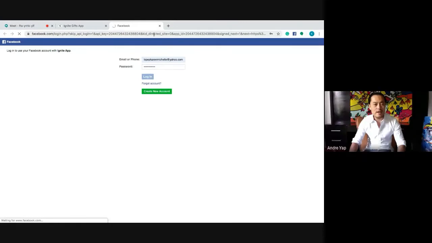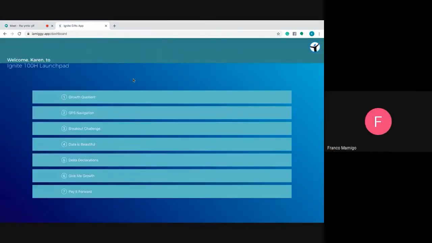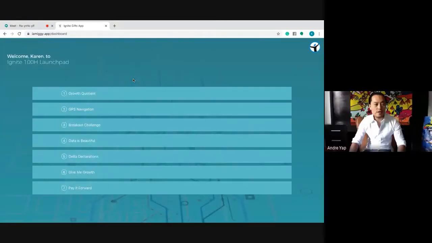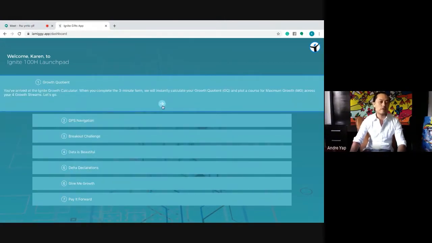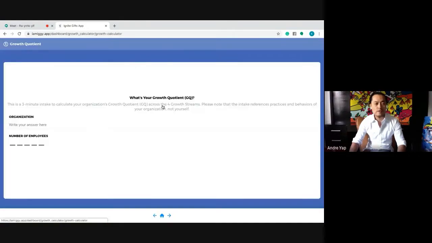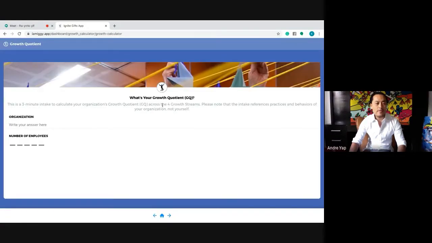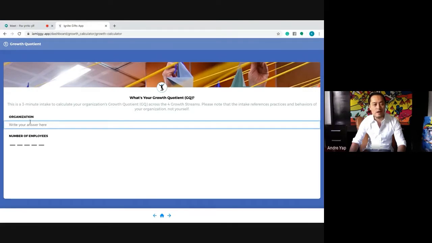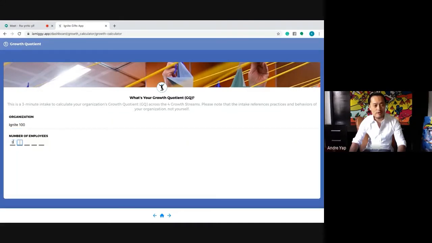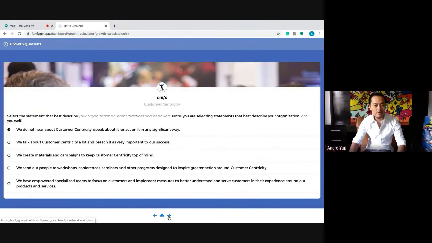And as you get into I Am Iggy, you will see a welcome note. And we want you to go ahead and launch the first stop. We're only going to deal right now with the first stop called growth quotient. You could please do that. And then from here, it's a simple matter of following the steps. So put in your organization that you represent, number of employees. Click next at the bottom of the screen.